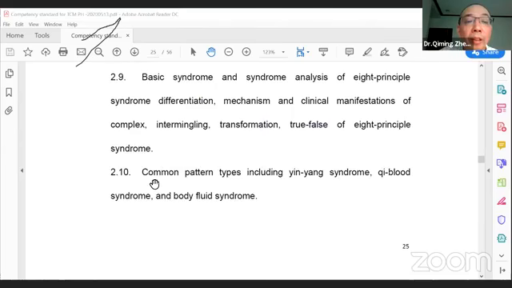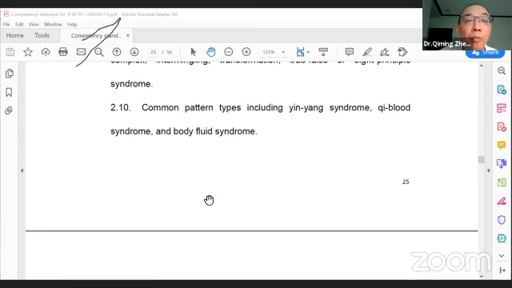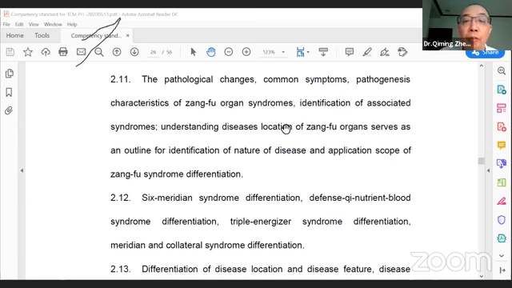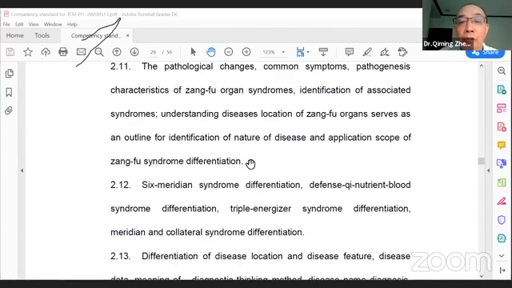These all are eight. For point 10, the common pattern types include yin-yang syndromes, qi-blood syndromes, and body fluid syndromes. So they include the pathological chains. These pathological chains, like COVID-19, should combine the common symptoms from the different disease locations, for the lungs or for the different locations, the zang-fu organs.